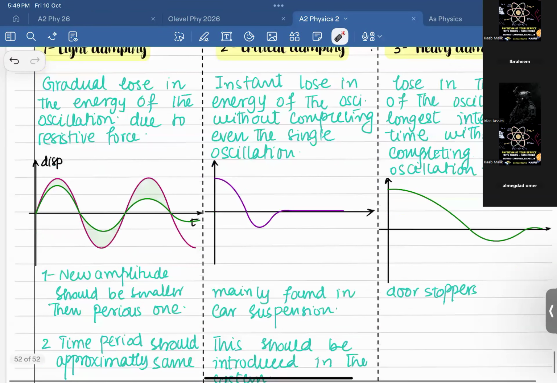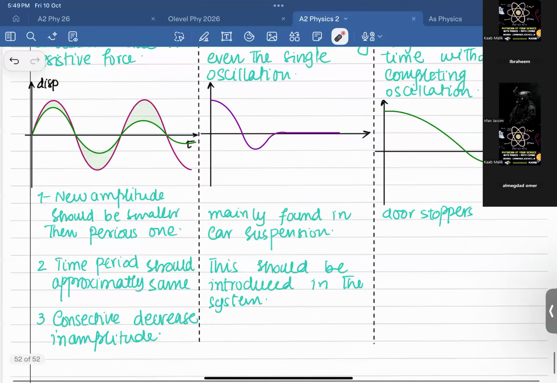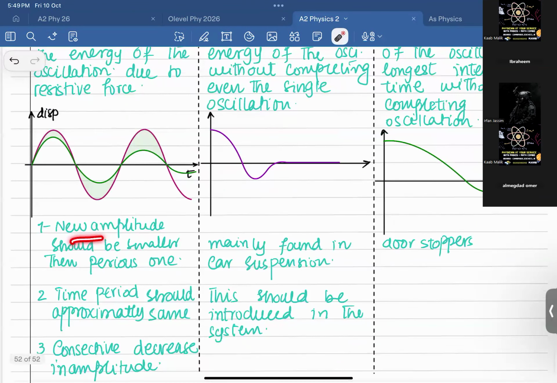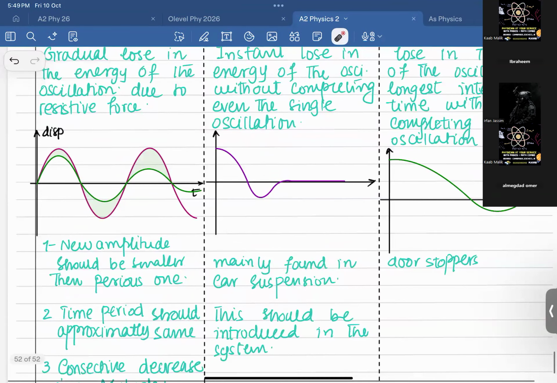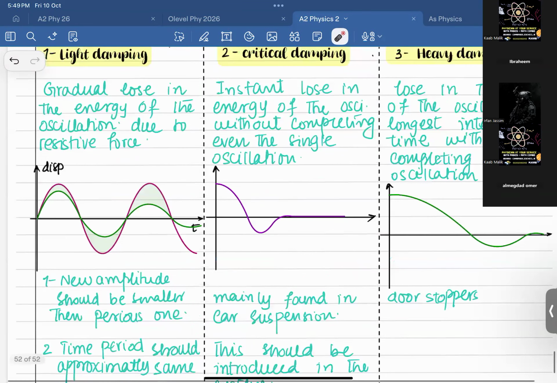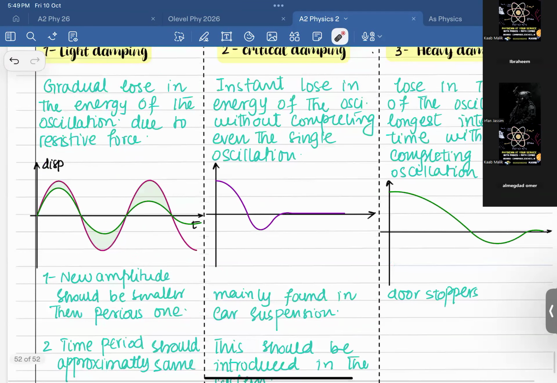They'll give you 3 marks. The first mark is for the new amplitude being smaller than the previous one. The second mark is for the time period being approximately the same. It should not be changed, so you can see that both oscillations end right here. The third thing is a consecutive decrease in the amplitude. The first amplitude was right here, the second is lower than that, the third is lower than that as well. This is something that they want you to show in your drawing. So this is basically light damping.